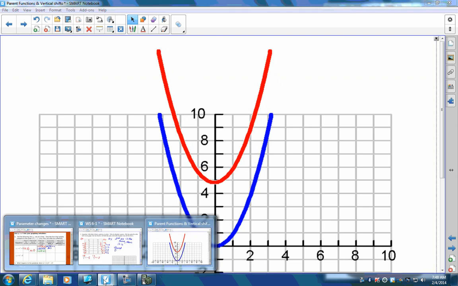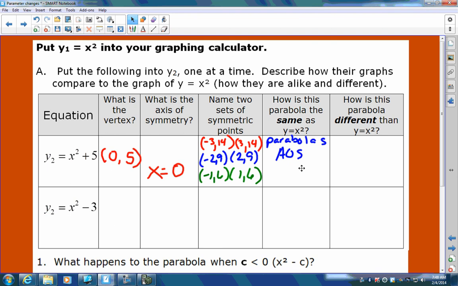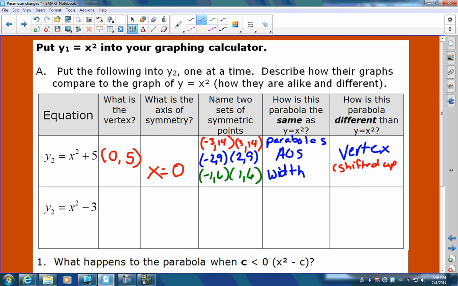So right here when we're talking about how are they the same, you're going to find out later there's going to change a little bit, but they have the same width. What is different is their vertex. The vertex is shifted up 5 units. What is causing it to shift up in the equation? That plus 5.